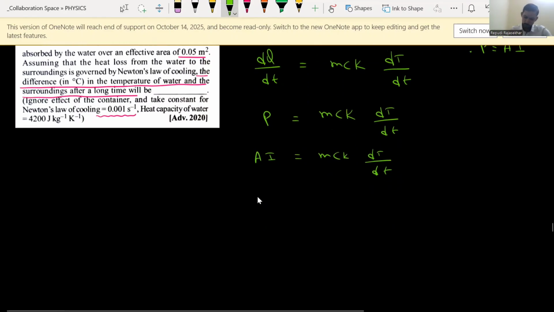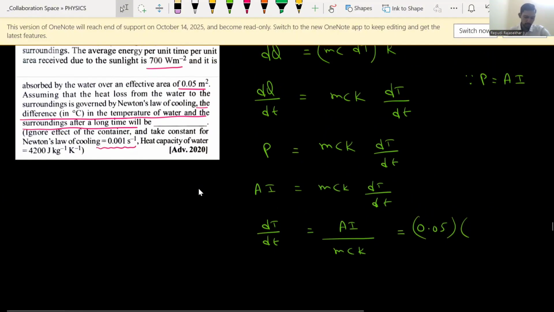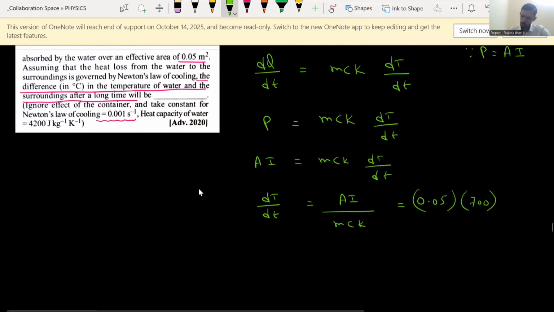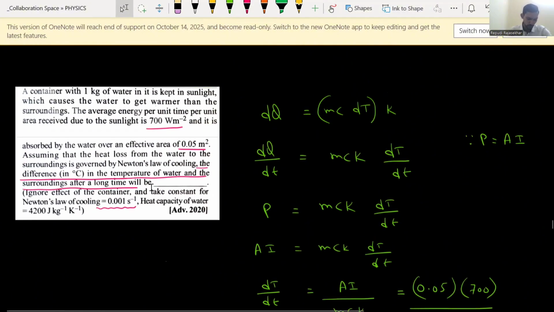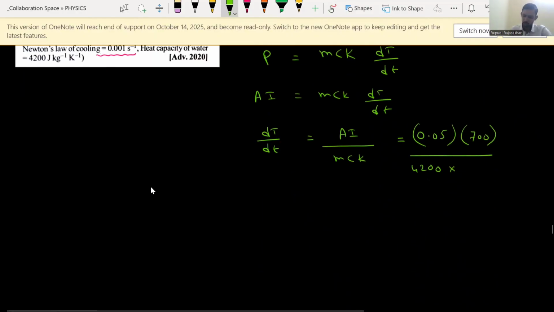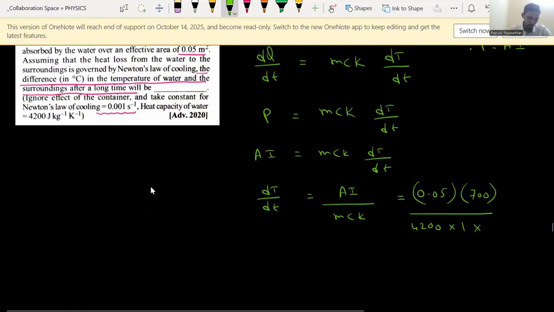So just rearrange. The rate of change of temperature with time is AI divided by mck. Area value, how much is given? 0.05. So 0.05 into I value 700, whole divided by m value, 4200, and the specific heat c value, 4200. Mass value is how many grams or kilograms? As the mass is only 1 kilogram, right? Mass value is 1, and k is nothing but a constant, its value given as 0.001.